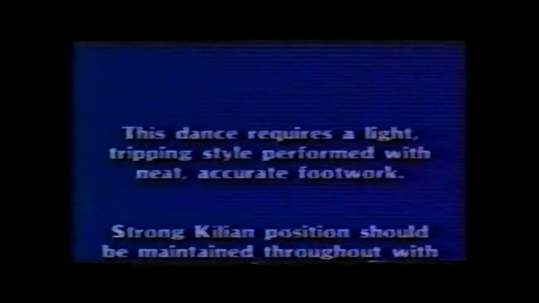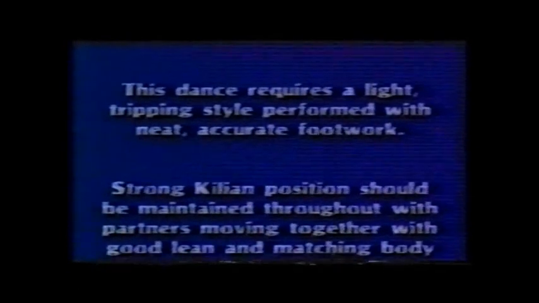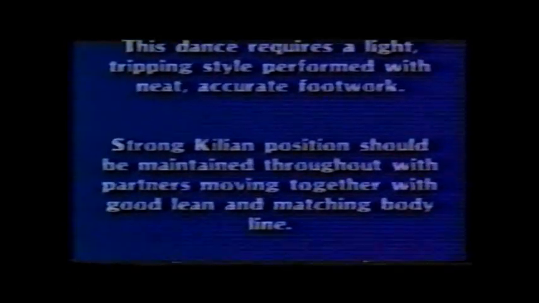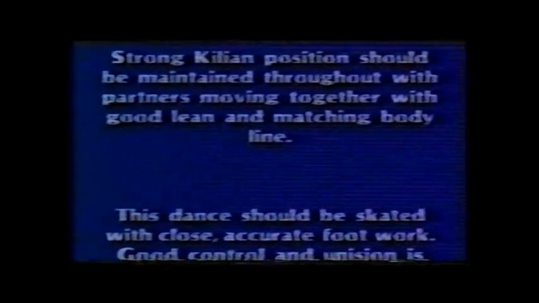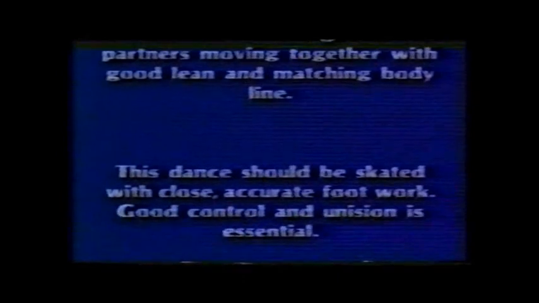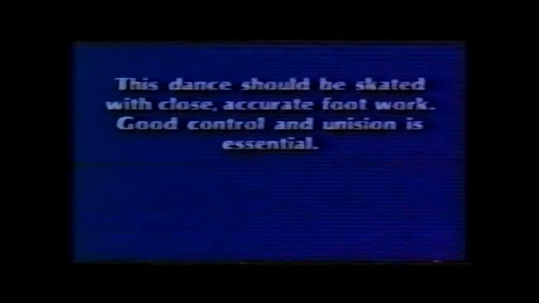Killian. The Killian is an optional pattern dance. The dance has a circular pattern and may be started anywhere around the circle. This dance requires a light, tripping style performed with neat, accurate footwork. Strong Killian position should be maintained throughout, with partners moving together with good lean and matching body line. This dance should be skated with close, accurate footwork. Good control and unison is essential.